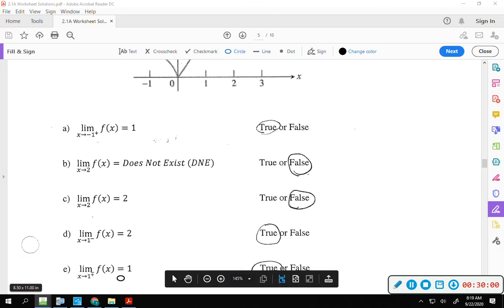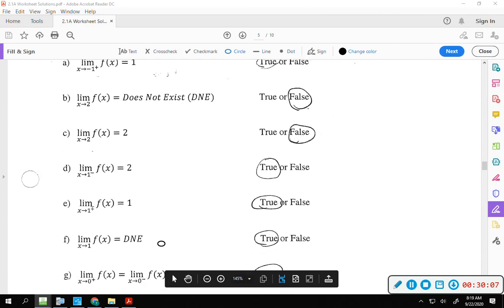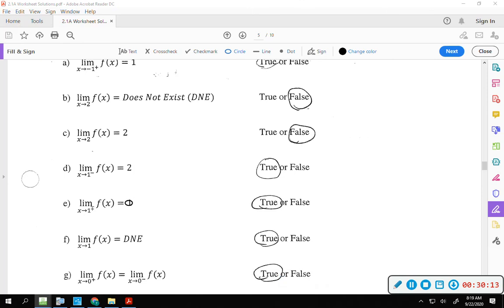F. The limit as x approaches 1 does not exist. That is true. The left-hand limit we said was 2. The right-hand limit we said was 1. If the left-hand limit is not equal to the right-hand limit, then there is no limit. The limit does not exist.